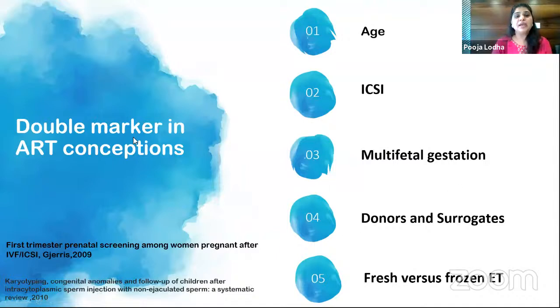Donors and surrogates. Yes, you can do a double marker for a surrogate, because ultimately she's the lady carrying the baby. There's a lot of confusion regarding surrogates. She's the lady carrying the baby and you need to find the risks for the baby. The placenta secretes beta-HCG and PAPP-A, and therefore you can do a double marker in all surrogates. What you need to mention there is the age of the oocyte donor.